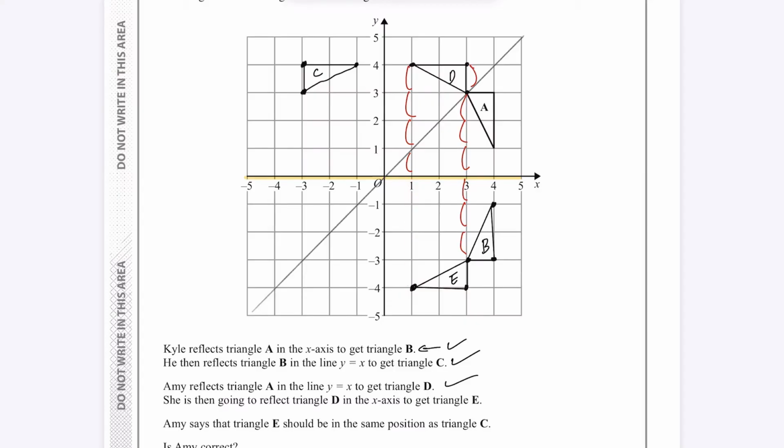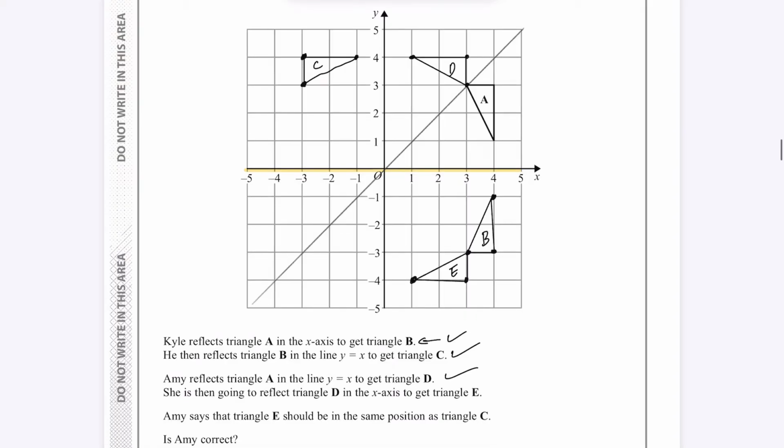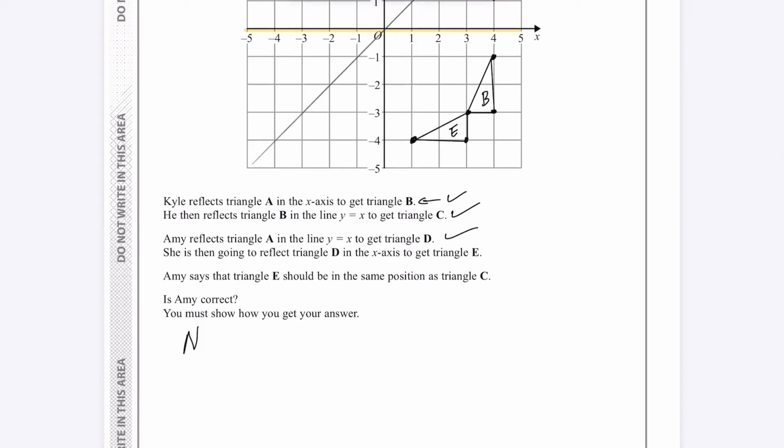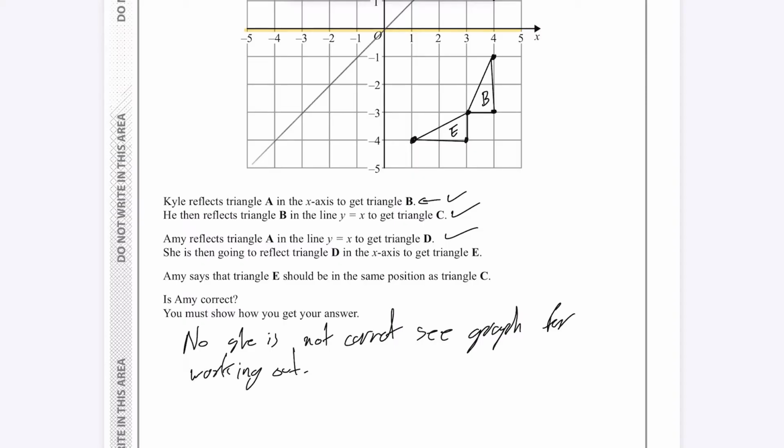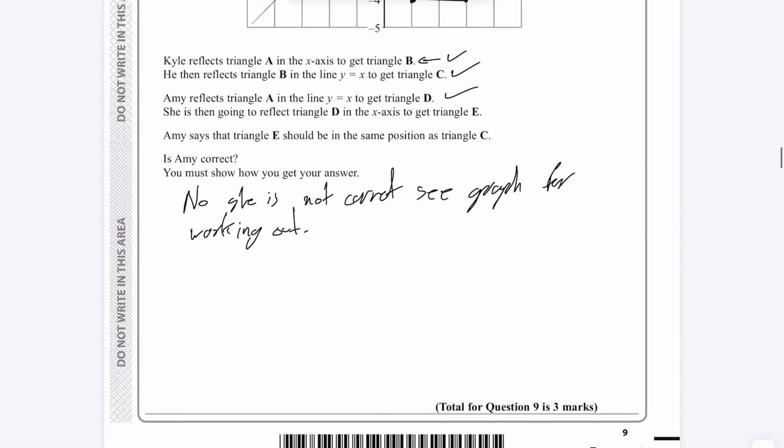So if I rub off my guidelines again, now it says, Amy says that E should be in the same position as C. Now we can see that E is not in the same position as C. So is Amy correct? So here we can just write no, she is not correct, see the graph for the working out. And most of the marks in this question are for what you've drawn on the graph anyway.